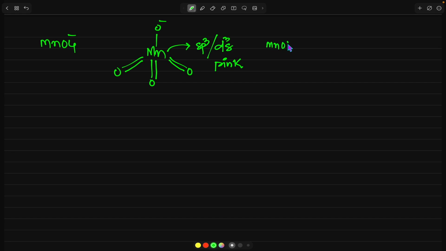But MnO4 2-: you have manganese and 4 oxygens here. One oxygen is here, one oxygen is here. Here is a double-bonded oxygen, here is also a double-bonded oxygen. All oxygens are equal and they also take part in resonance. This is pink, whereas this is green in color. Pink and green in color.